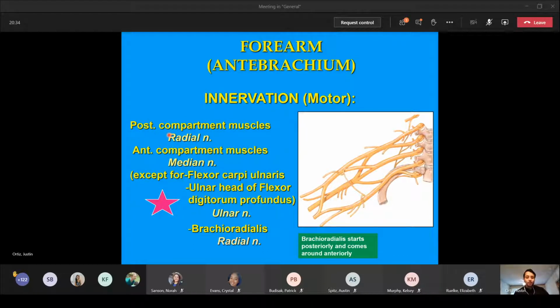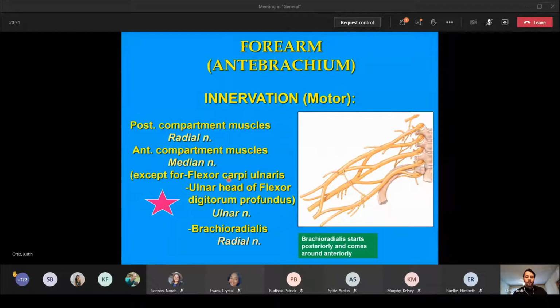And then you have the anterior compartment of the forearm, which is mostly going to be median nerve. Like we said, I put a huge star here with the exception being the ulnar head of the flexor digitorum profundus. That would be ulnar nerve, as well as flexor carpi ulnaris. The exceptions are pretty easy to remember because they have ulnaris in their name, so it really helps us.